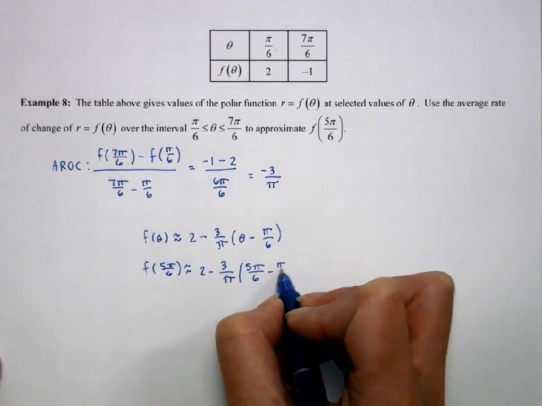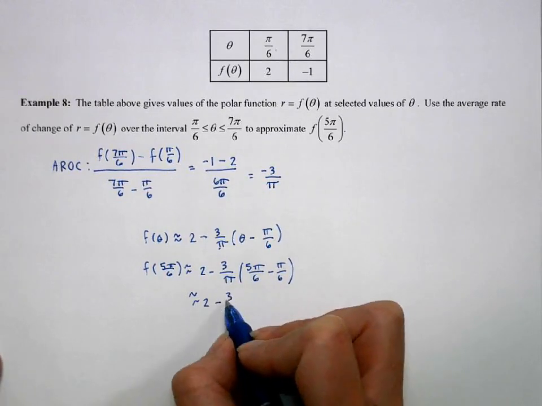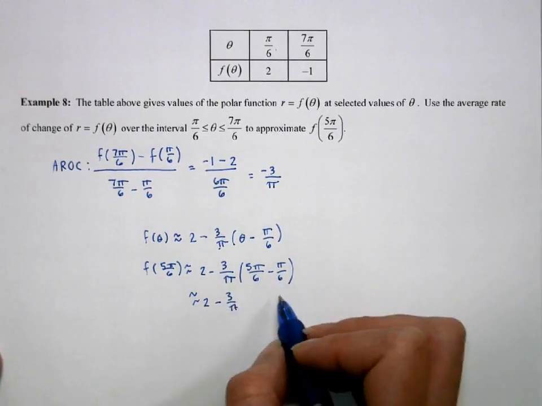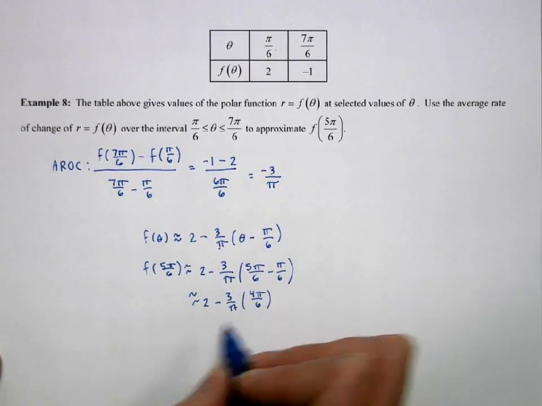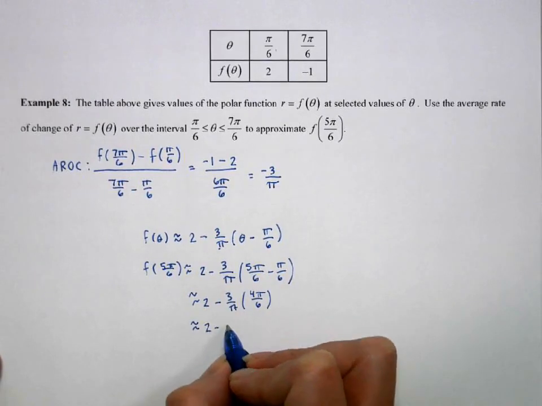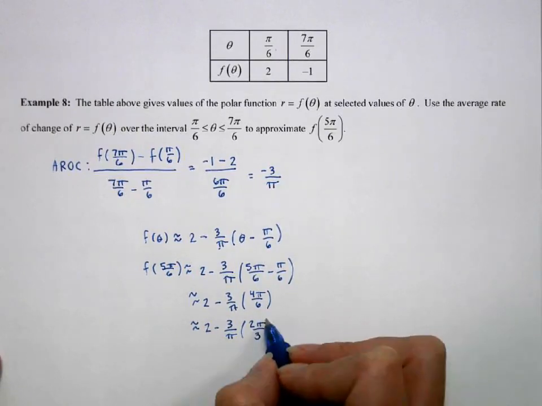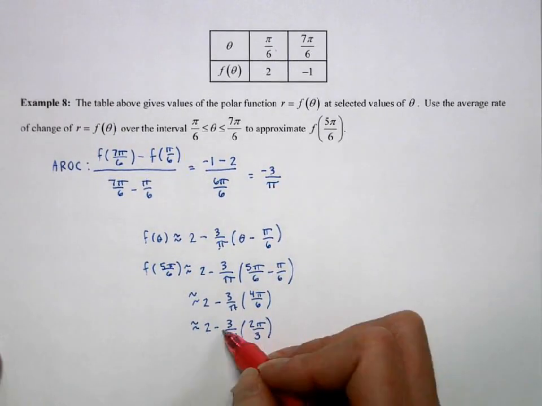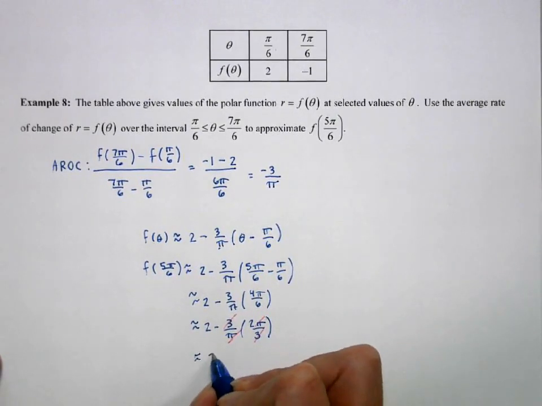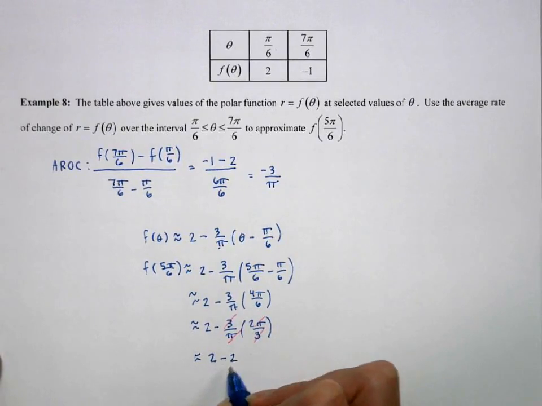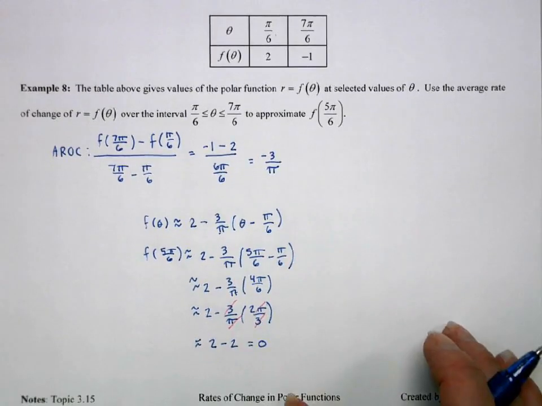So 2 minus 3 over pi, 5 pi over 6 minus 1 pi over 6 is 4 pi over 6. To make my life easier, we'll go ahead and reduce that fraction to 2 pi over 3. Then we have our cancel party, and we get 2 minus, all that's left out of this is 2, so we're saying that f of 5 pi over 6 is approximately 0. So this was your last AP Pre-Calc topic, 315.